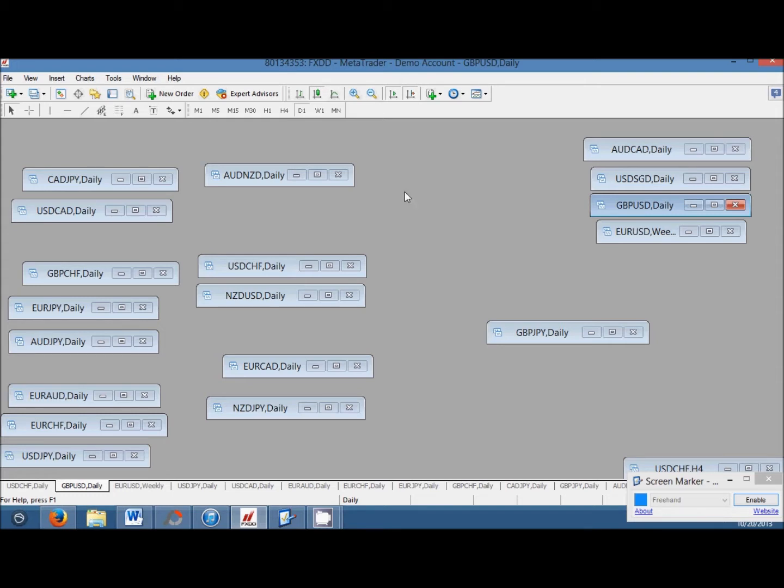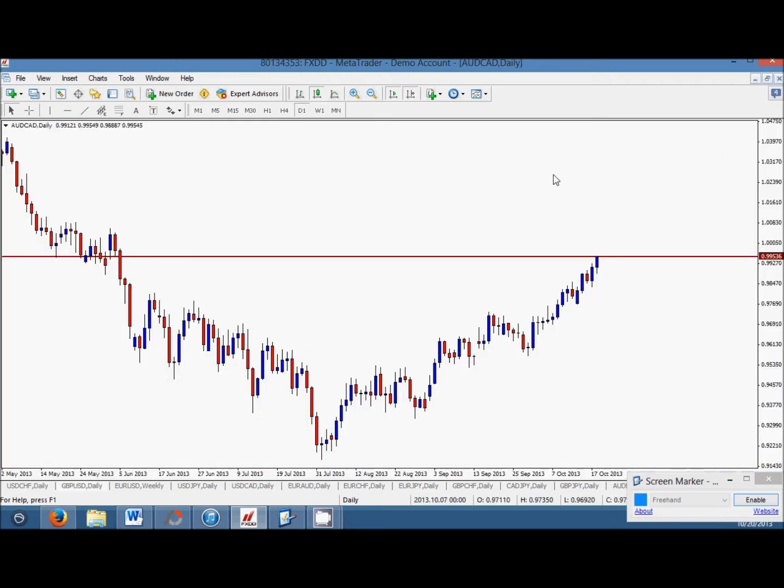So the first currency pair we're going to be looking at is the Australian dollar, Canadian dollar on the daily chart. Now I looked at this pair on my most recent currency spotlight, talking about this resistance zone right here and how prices were approaching it. Now if you see, prices have come right up to the resistance zone and stopped right here.